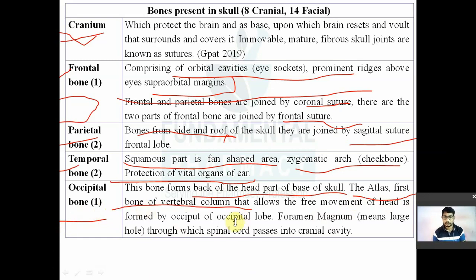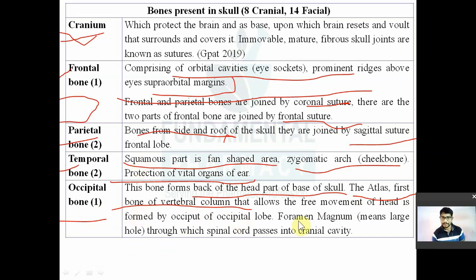The first vertebra, known as the atlas, is present just below the occipital bone, and it allows the movement of your head. जैसे आप ना बोल सकते हो, हाँ बोल सकते हो, that is only because of the atlas. Atlas is the only such vertebra in the vertebral column.